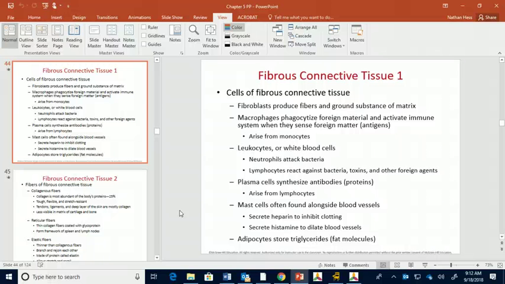Leukocytes is your fancy name for white blood cells. You all have heard of white blood cells before, I'm sure. These are your immune system pieces, right? These guys attack against bacteria and toxins and foreign agents, not like people from another country.